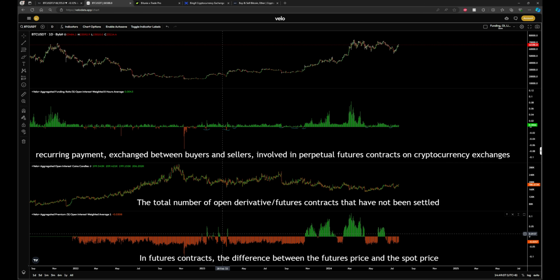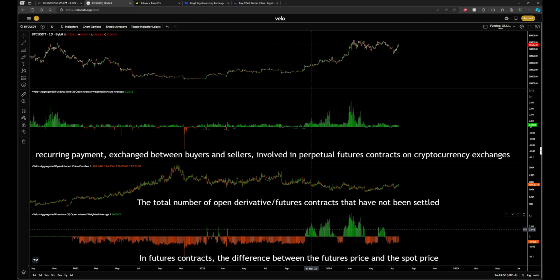Now, spot premium. It's the difference between the futures price and the spot price. You have the futures market, you have the spot market. When this is in the red, it's healthy. It means that the spot market is trading higher than the futures market. Think of this as the leveraged market being lower in price than the spot market. It's healthy. We don't want the market to be held up by leveraged traders and leveraged positions. That opens us up for a lot of shakeouts.